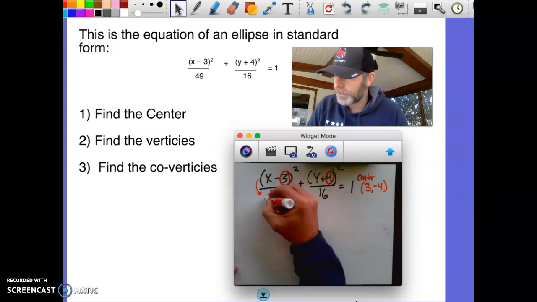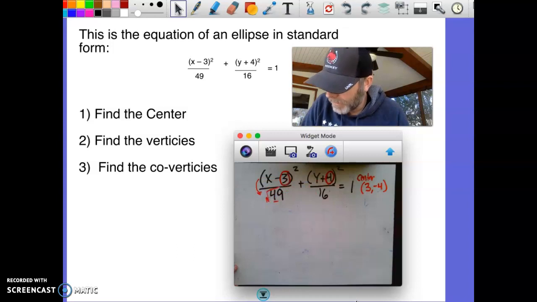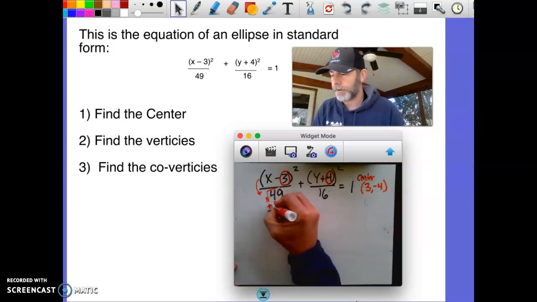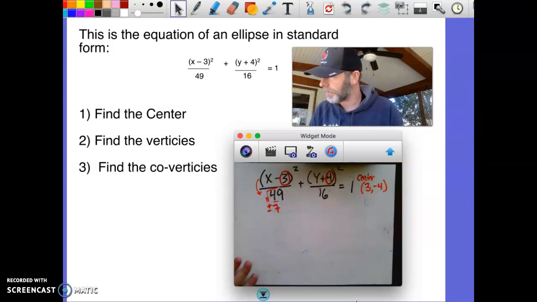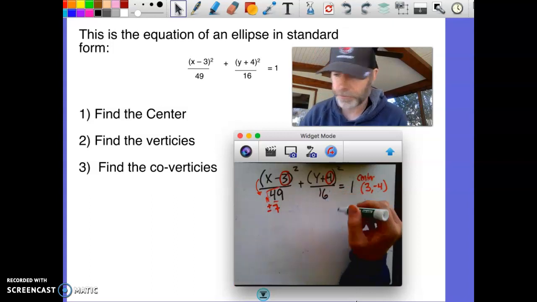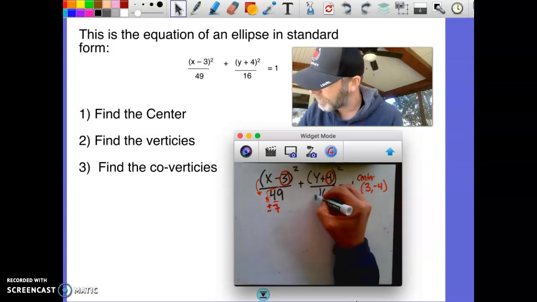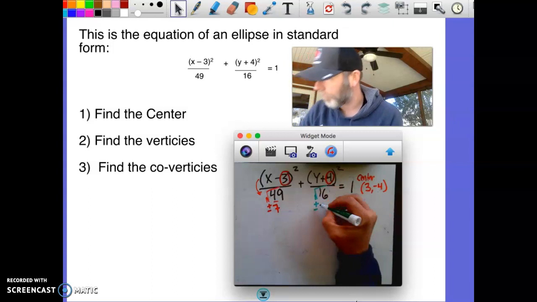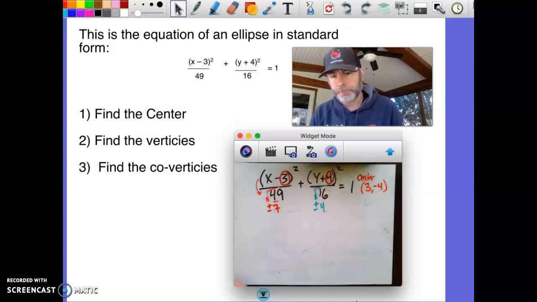So what I like to do is take the square root of 49 first, and I like to put down that answer right below it. I like to do the same thing with the other number, and the other number now is smaller. This is going to be associated with b, which is associated with my co-vertices. So the same thing, take the square root of that. It's plus or minus 4. Okay, so these two numbers are important.